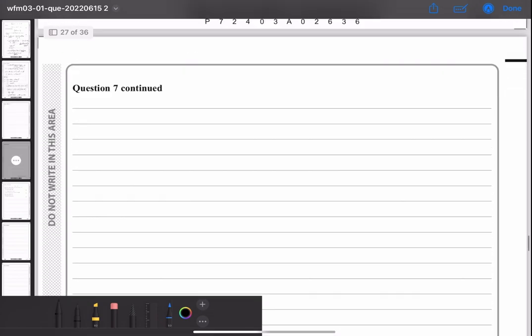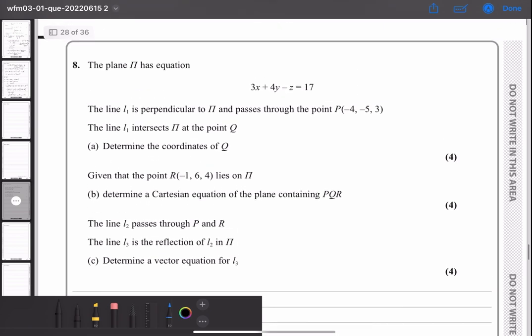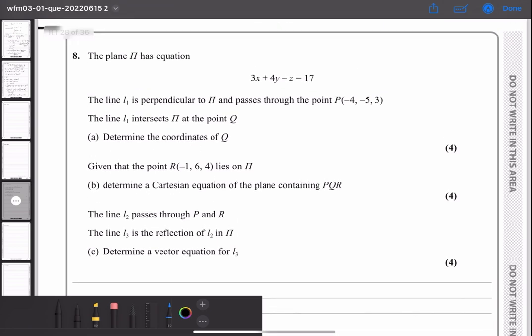Okay, moving on to question 8. The plane pi has equation this. The line L1 is perpendicular to pi and passes through the point P. The line L1 intersects pi at the point Q. Determine the coordinates of Q.